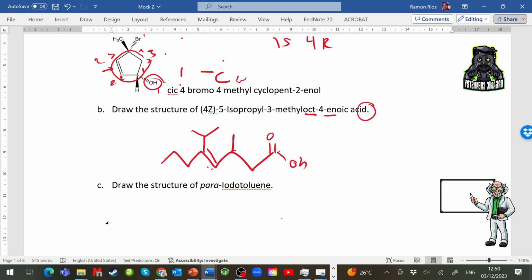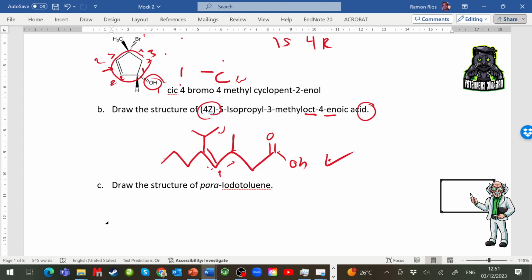Okay, and now I have to check if the compound that I drew is Z, or if I have to change the double bond. Clearly here the big group of this carbon will be this group, and here the big group will be this group. That means that it is Z. That means that it is correct.